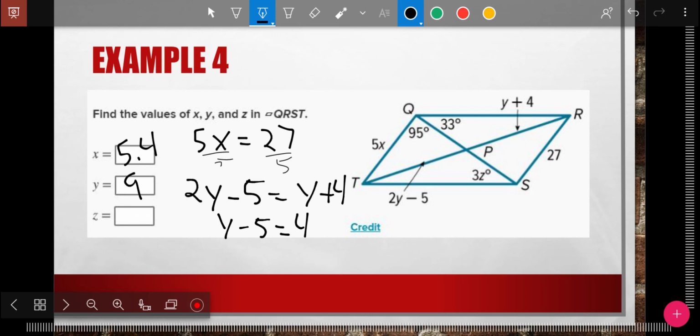The z's. The z's are very interesting here. I have to remember opposite sides are parallel. Parallel means alternate interior angles are congruent. Because parallel, that's one of the rules. Alternate interior angles congruent. And so 3z equals 33. I divide by 3 on both sides. Z equals 11.